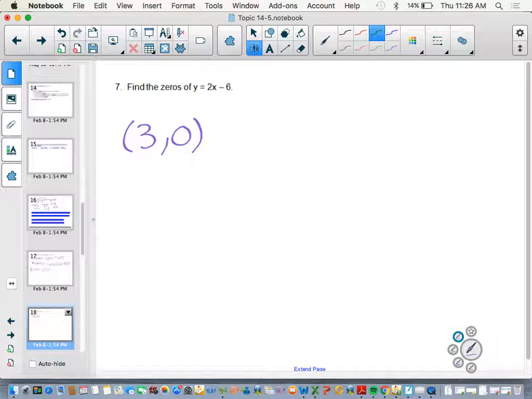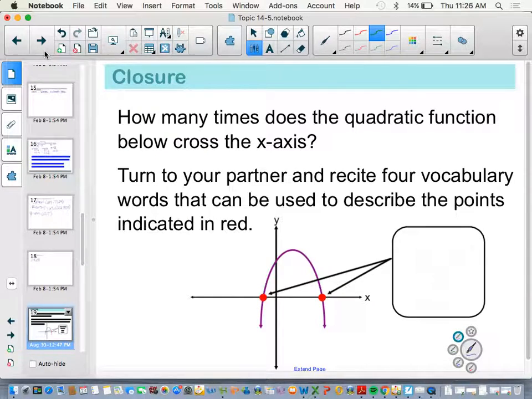That's the last problem. So how many times does a quadratic function cross the x-axis? How many times does a linear function?